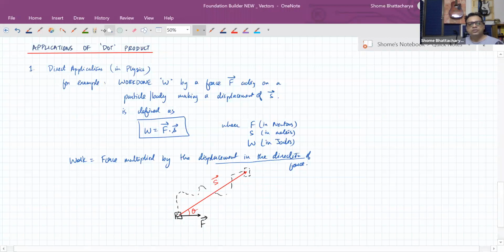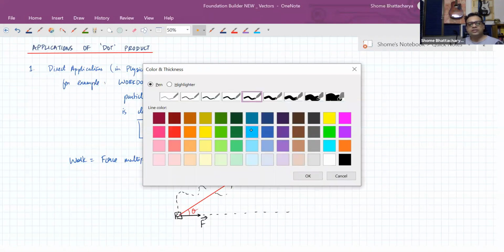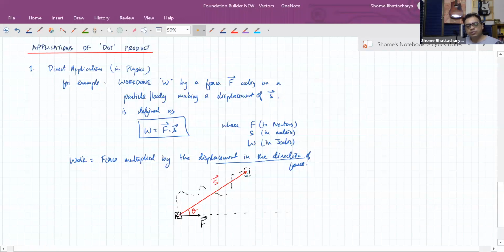Okay. So now you can see in this diagram what is happening: the direction of the force is along this arrow, but the direction of the displacement is along this one. So what is the component of displacement which is along the force, or what will we say is the displacement in the direction of force? You drop a perpendicular here, and this value here, you can see in the diagram, is S cos theta.